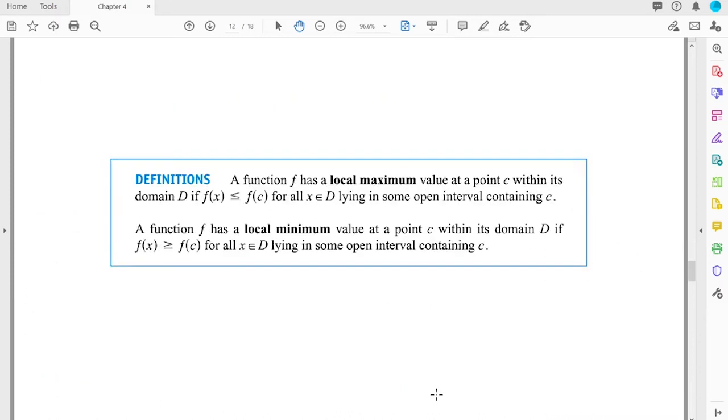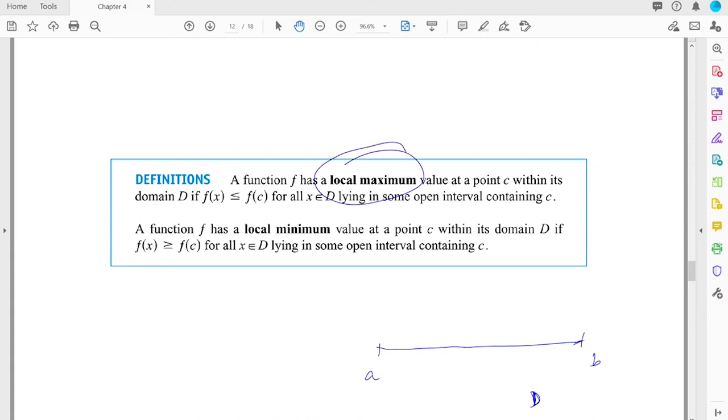Okay, so sometimes instead of getting absolute maximum or absolute minimum, we might have local maximum or local minimum. Local means instead of focusing on the whole interval, the whole domain. For example, let's say this is the domain of the function. The absolute maximum means the largest value of the function on this domain. Absolute minimum means the smallest value of the function on this domain.